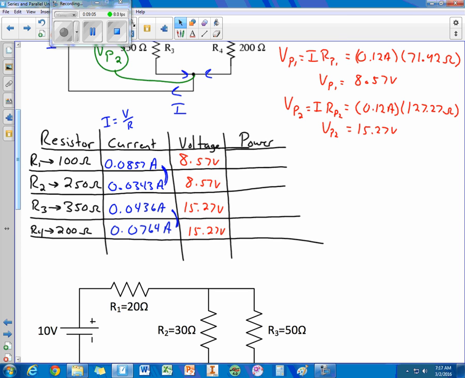Finally, for power, it's just current times voltage. So I just take my 0.0857 times 8.57, my 0.0343 times 8.57. I just go down through and multiply them.